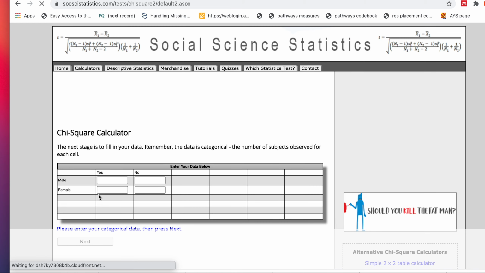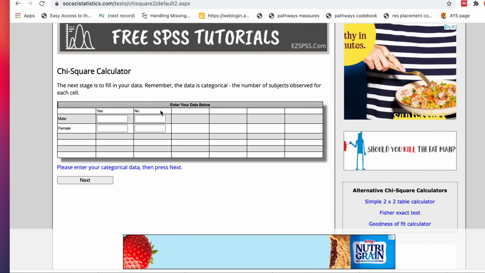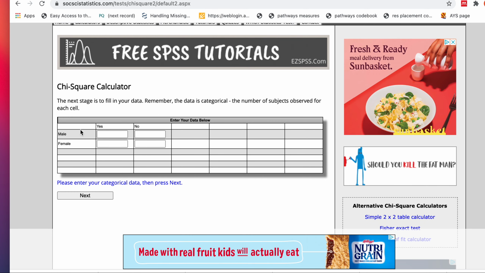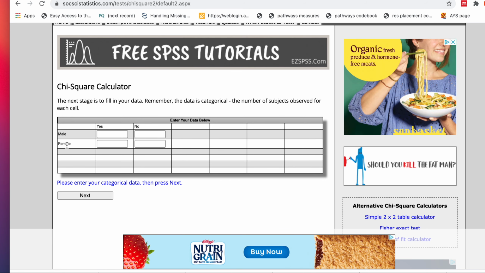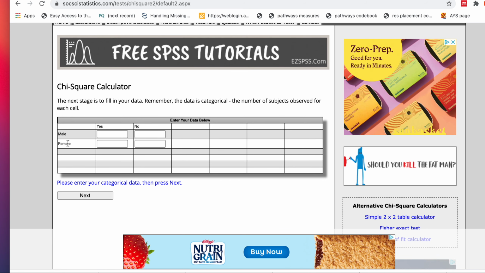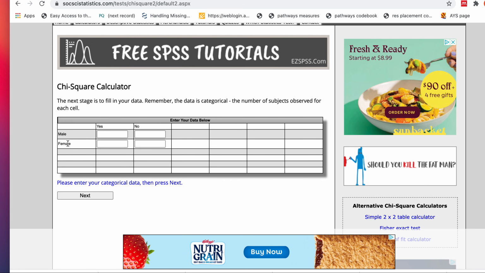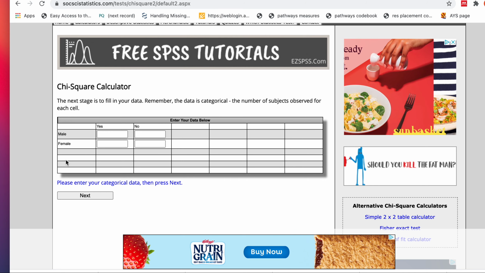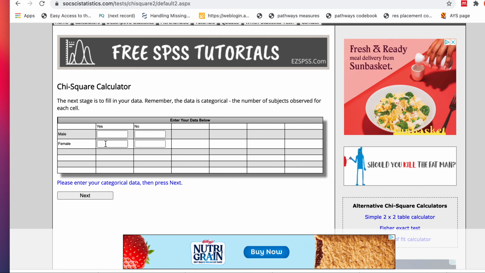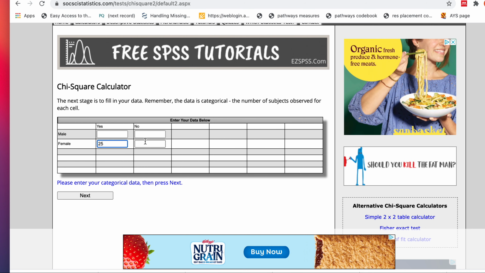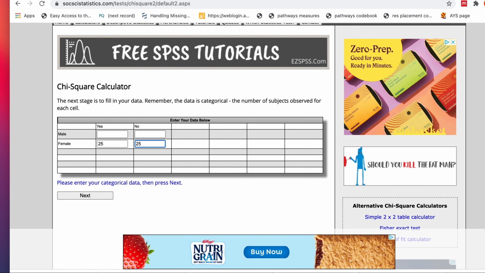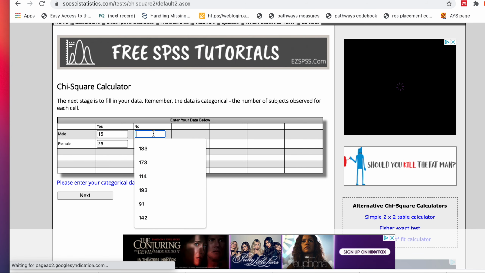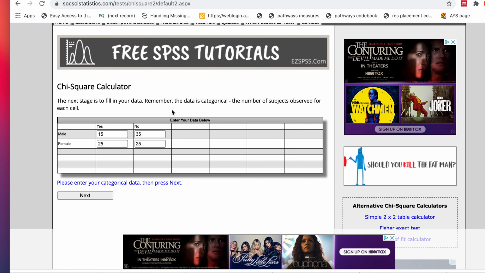Then all you want to do is add up from your survey how many people fall into each category. So let's say we had 100 respondents, 50 males and 50 females. You probably won't get equal numbers, but that's my hypothetical project that I'm doing. So say I had 25 females say they got the vaccine and 25 did not get the vaccine. Say I had 15 males say they got the vaccine and 35 males did not get the vaccine.